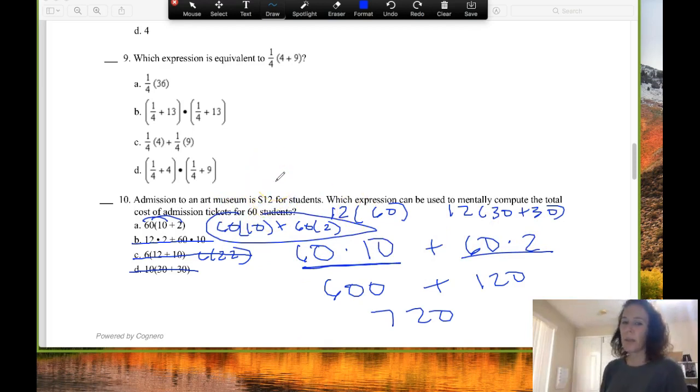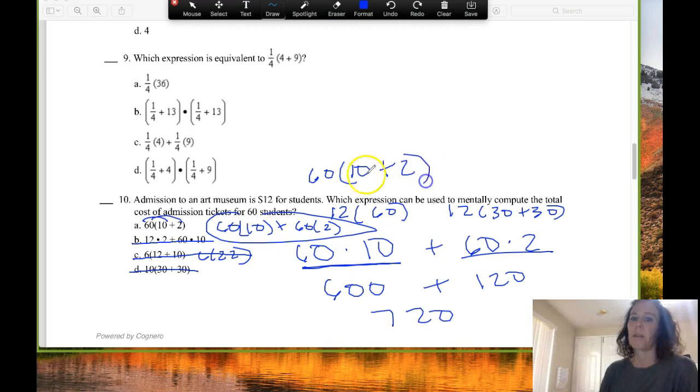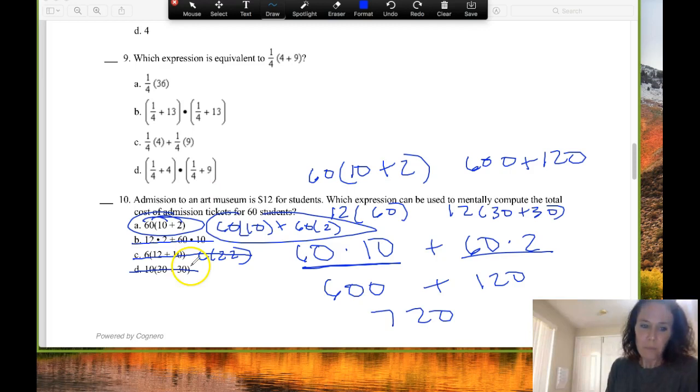It's easy to multiply by 10. So take your $12 and make it 10 bucks and 2 bucks, because that's easier. You have 60 students. I can go 60 times 10 bucks, that's going to be 600 bucks. And then 60 times 2 bucks, that's going to be 120 bucks. That's how we broke it out here. There is more than one way to do this.